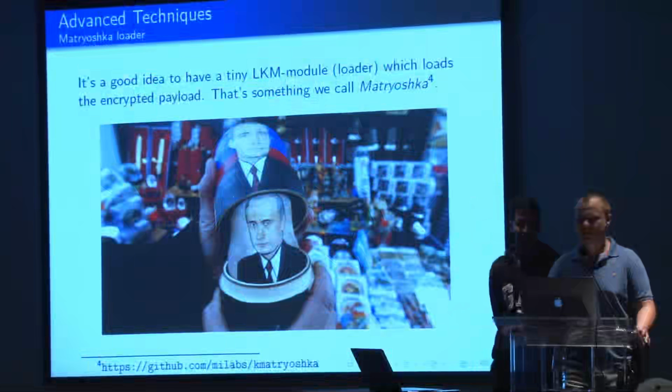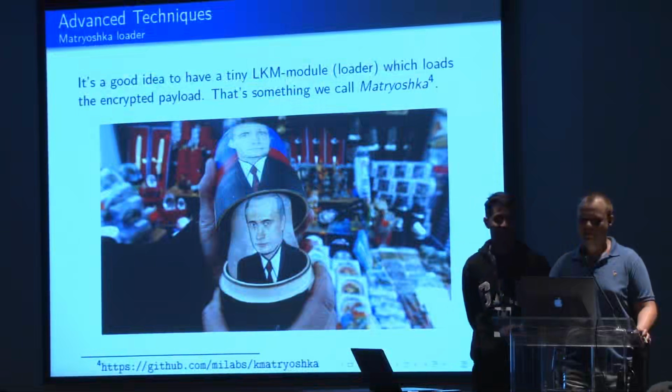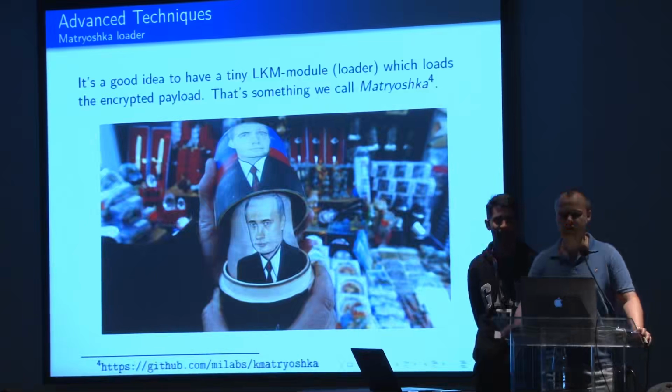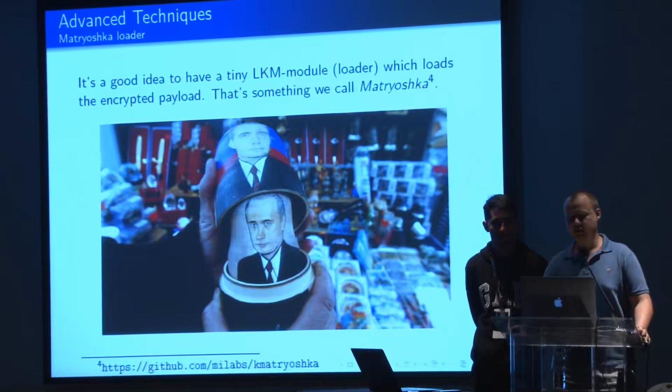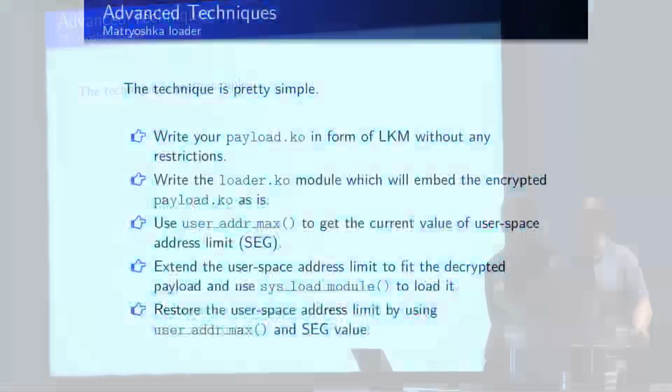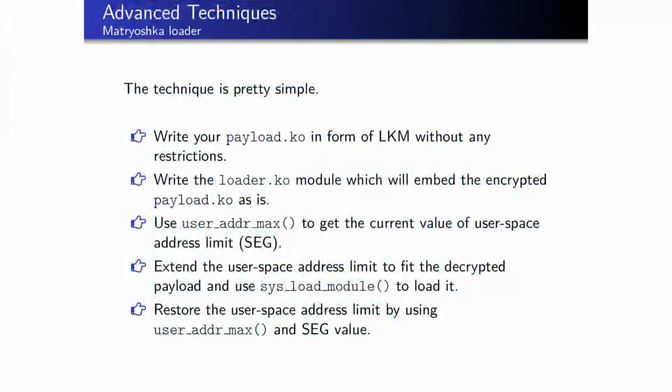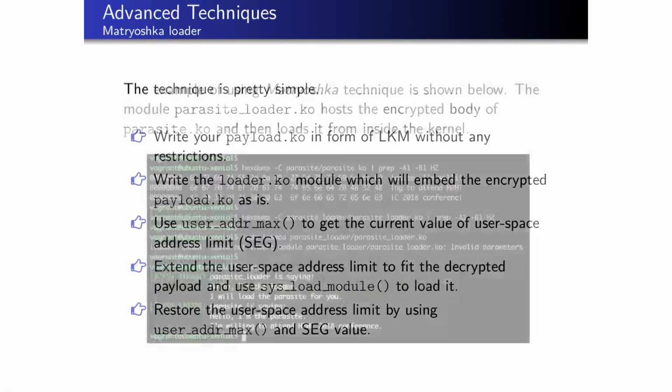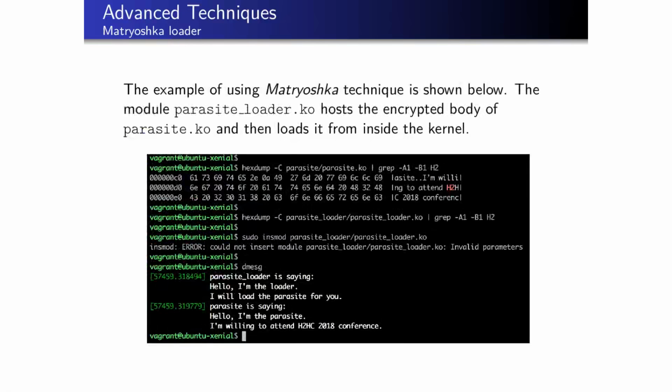And this is something that allows you to break the signature, because when you're writing some kind of special software, probably you don't want to have a static signature. So this technique is basically based on two modules. You are writing your payload inside the first module, and you are using the second module, the loader, just to load the first module from inside the kernel. And the original module is stored inside the loader in encrypted form. So it's easy.